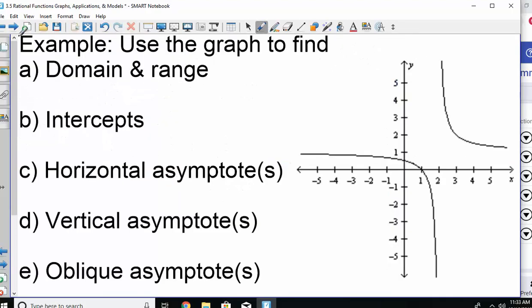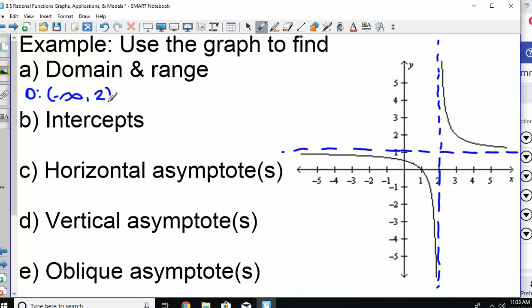Let's look at a graph and answer some questions. If I wanted to draw in my asymptotes to kind of help me answer these questions, where would my vertical one be? And horizontal would be at. Okay, so what's the domain of this? Range, what y values do we hit?